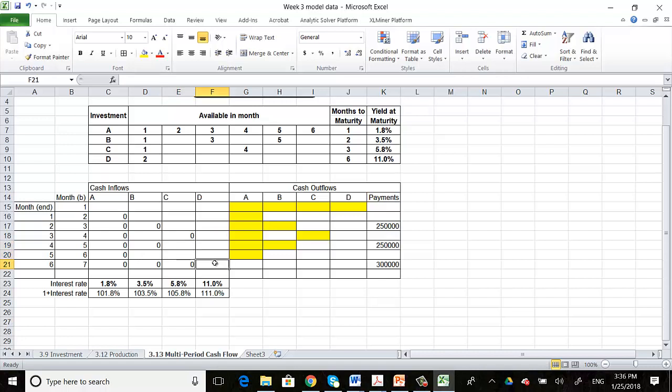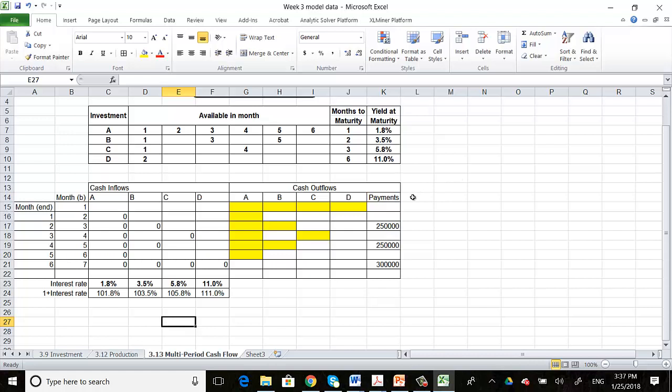Then the last one is D. D is the easiest. So like in the last month, it's the D1 multiply the rate here. Okay. Now we are set.